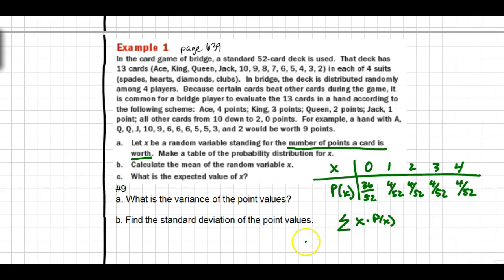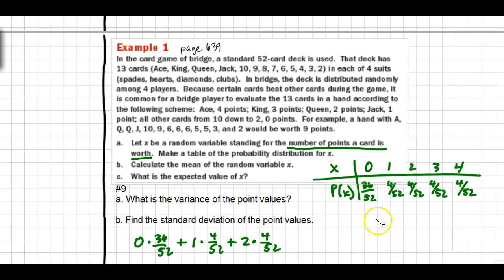So I take the first outcome, which is 0, and I multiply it by its probability, 36 out of 52. Now I'm going to add that to the next outcome times its probability. Now the bad news here is, folks, there is no shortcut for how to do this on the calculator. You simply have to type it in. I'm having you copy it now because you'll want it as a visual reference in your notes.